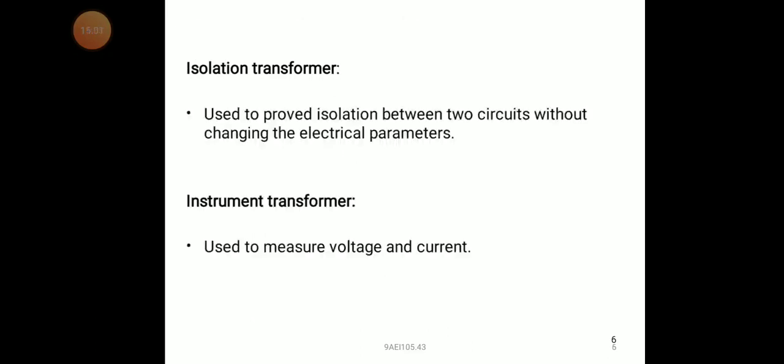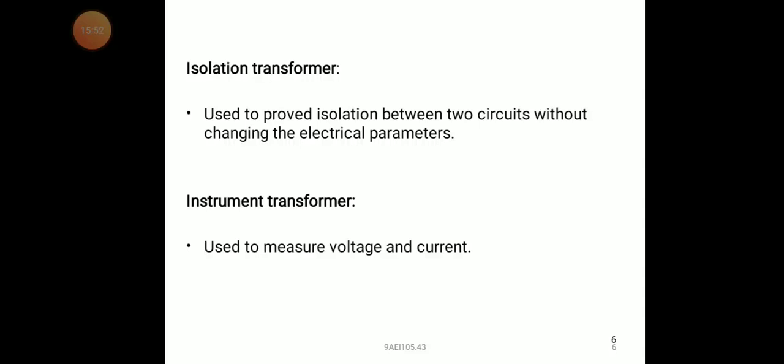Another one is the isolation transformer, and the instrumentation transformer. These two are also based on the function of the transformer. An isolation transformer is used to provide isolation between two circuits without changing the electrical parameters. Isolation means separation of the two circuits. Another important one is the instrument transformer.